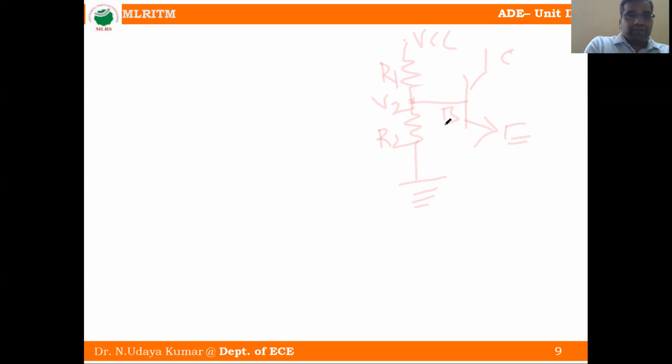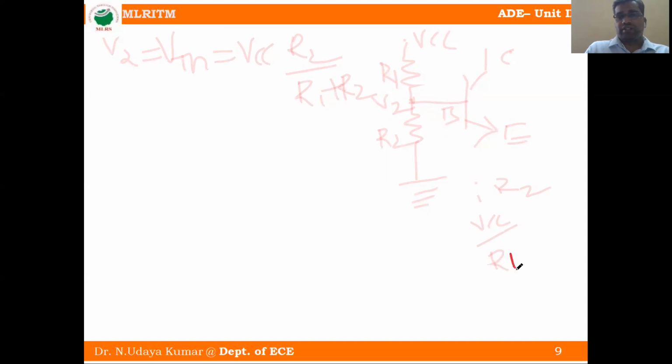So how to find V2? V2 is equal to the Thevenin voltage. V Thevenin is equal to VCC into R2 by R1 plus R2. I already told how to get this. V Thevenin is equal to I R across R2. What is I? I is VCC divided by the total resistance R1 plus R2, multiplied by R2. So the same thing I wrote here: VCC R2 by R1 plus R2.